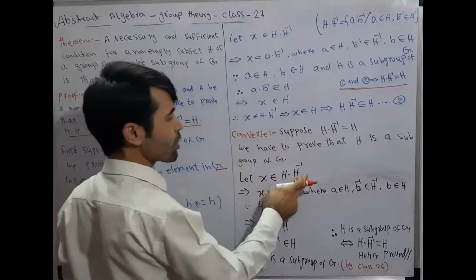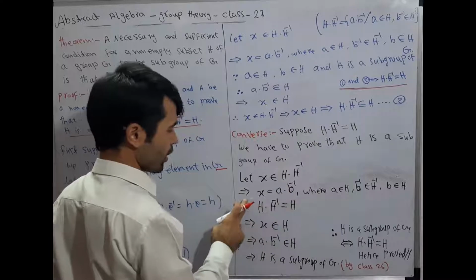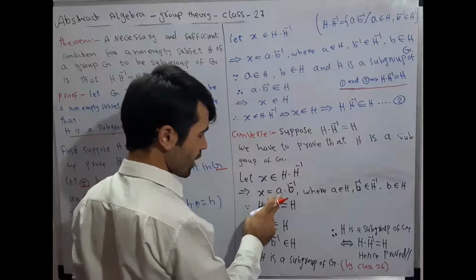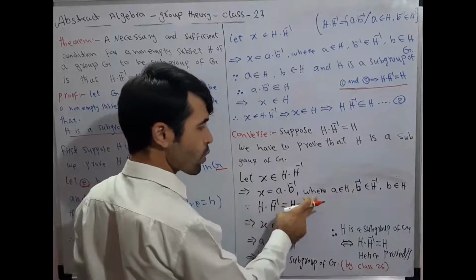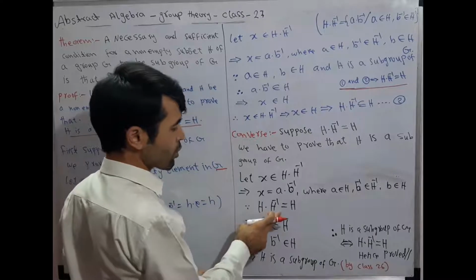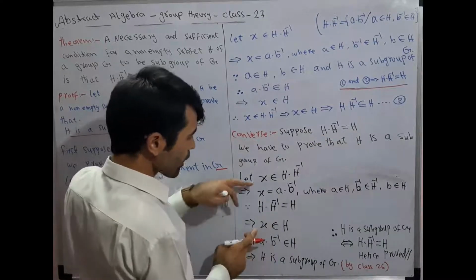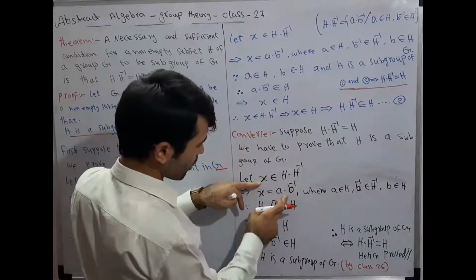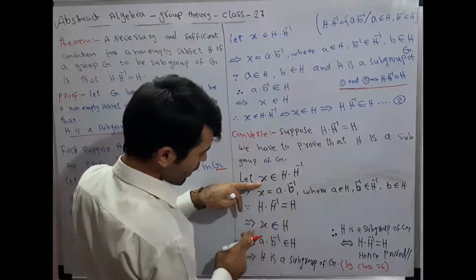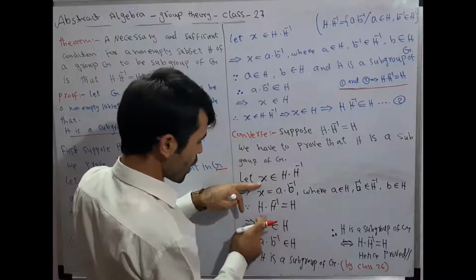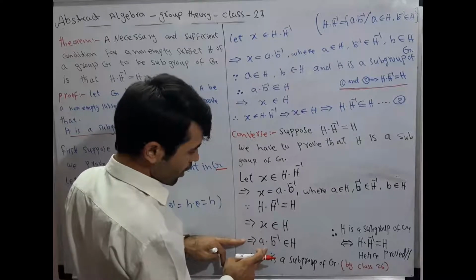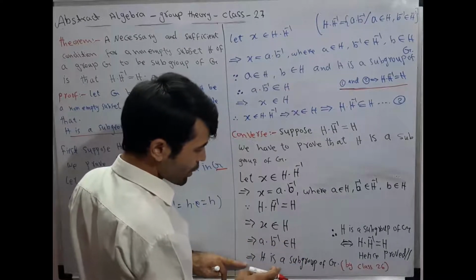Let x belong to H into H inverse. Then x equals a into b inverse, where instead of H we write a, and instead of H inverse we write b inverse, where a belongs to H, b inverse belongs to H inverse, b belongs to H. Since H into H inverse equals H, x belongs to H. Instead of x we can write a into b inverse belongs to H. This implies H is a subgroup of G.